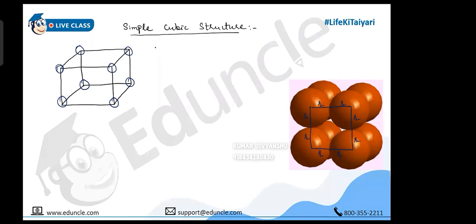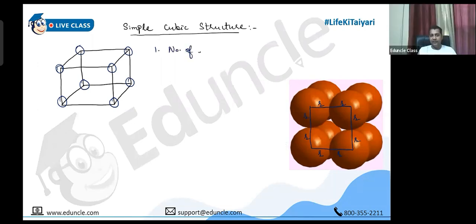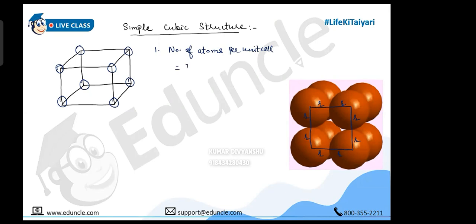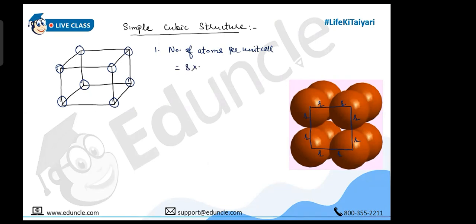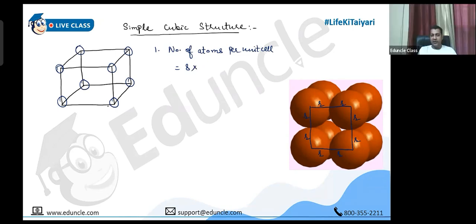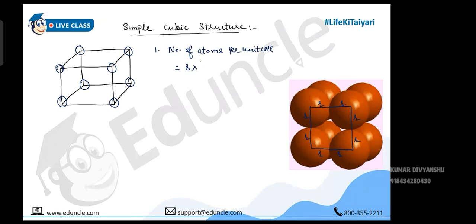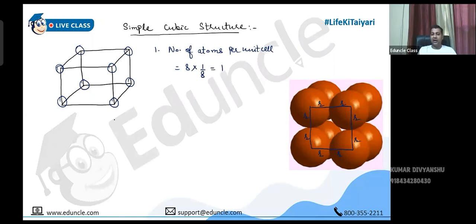Now, first of all, the number of atoms per unit cell. How many atoms are there per unit cell? Now see, there are 8 atoms at the corners, and each corner is shared by how many unit cells? 8. So the contribution of each atom at the corner is 1 by 8, and that's how there is only one atom per unit cell.